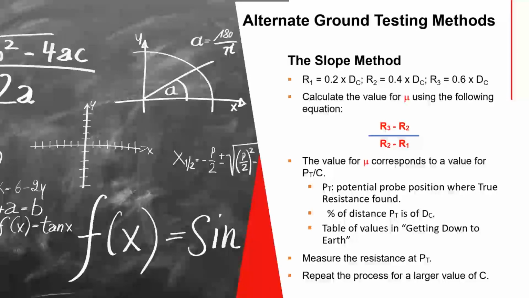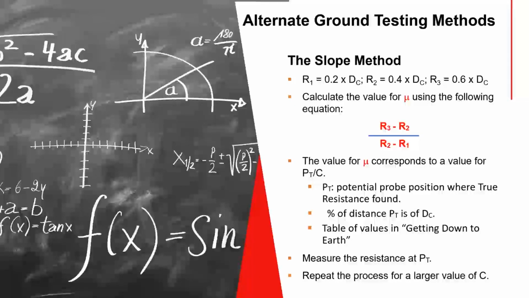Now we're going to look at the mathematical calculation. We're not going to go into this in detail. If you need that, I can help you separately. But for the purposes of this webinar, we're just going to go over it quickly. You're going to do your initial mathematical calculation, R3 minus R2 over R2 minus R1. This gives you a value that's called the mu value after the Greek letter that's used.